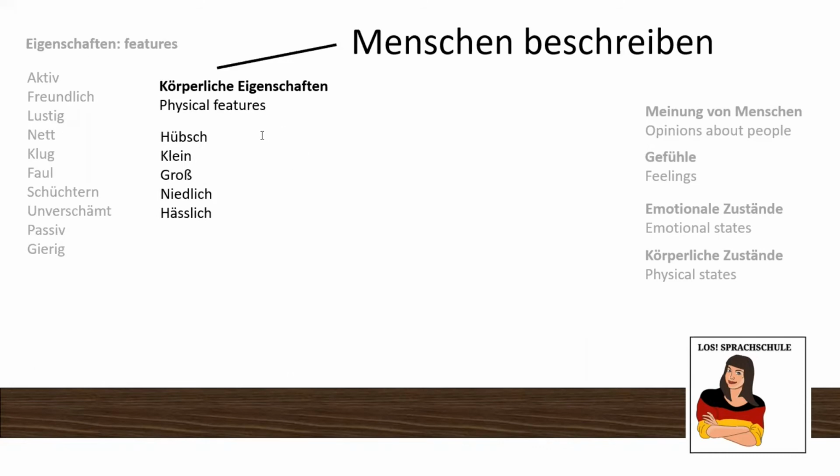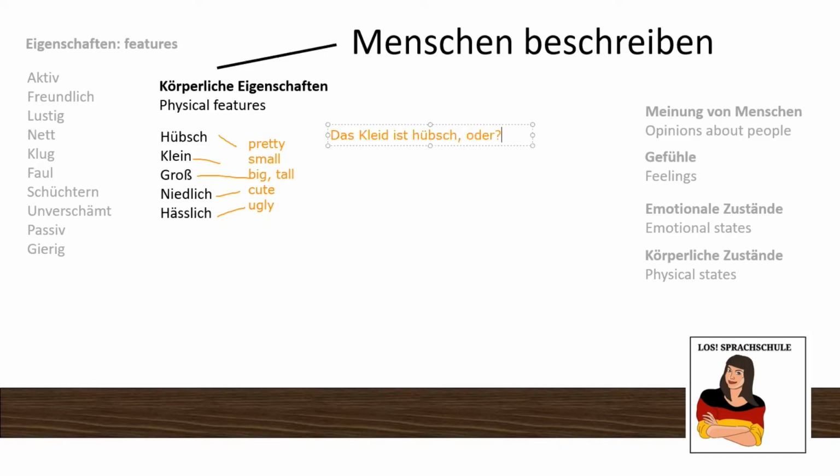Next one, physical features. Hübsch, pretty. Klein, small. Groß, big or tall, depending. Niedlich, cute. Hässlich, ugly. If you watched my other videos, you know how to say, isn't it? So now we're talking about a dress, for example. I know we talk about people, but I don't want to evaluate people's appearance. Of course, you can also say that. So let's try it with a dress. Das Kleid ist hübsch, oder?